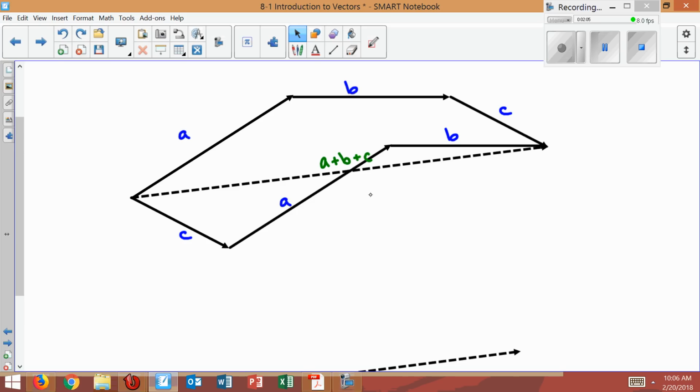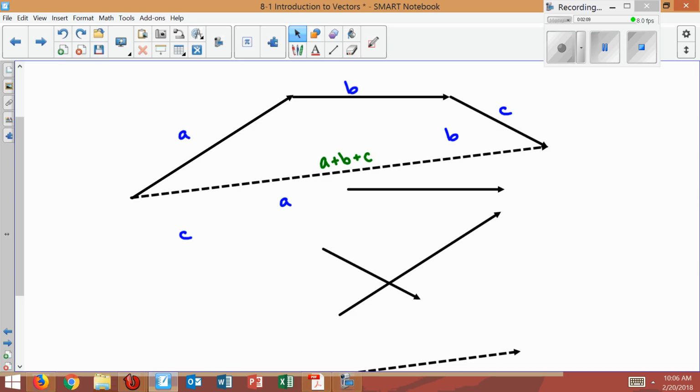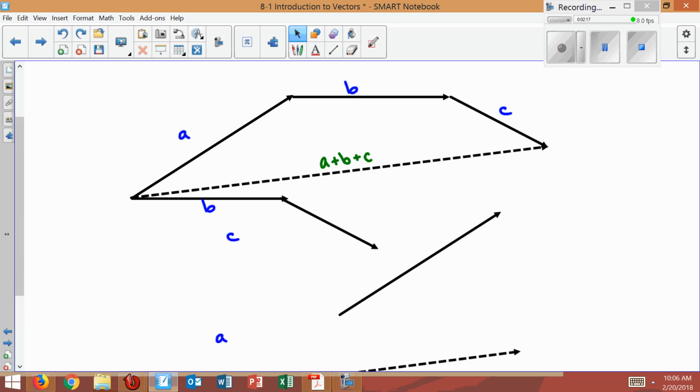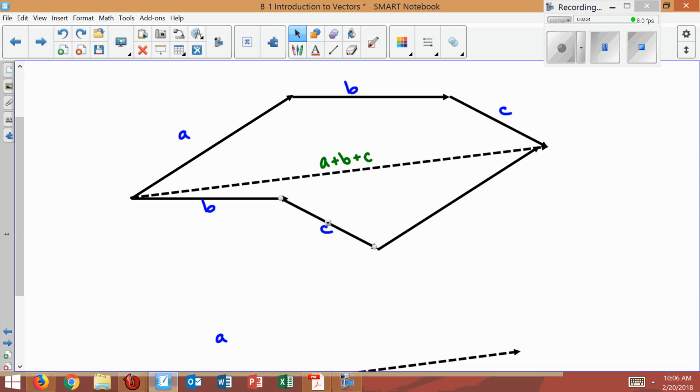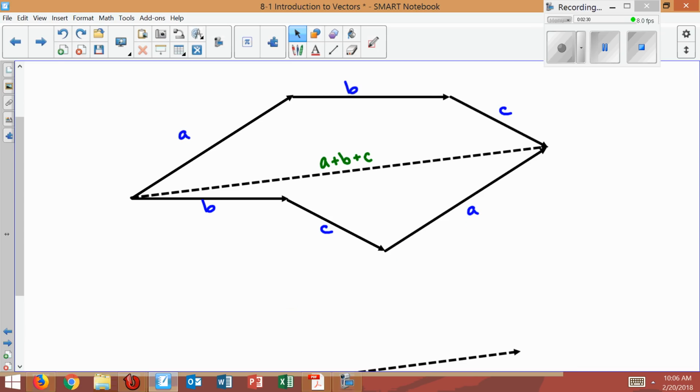Well, what about if I went, let's say, B plus C plus A? So we started with B. So we go B plus C. Move the A out of there. Let's say, does it give me the same vector? Yes, it does. It's just I didn't line that up right. Let me get that one better connected. Tip to tail, tip to tail. And now you can see that, yes, it does work.